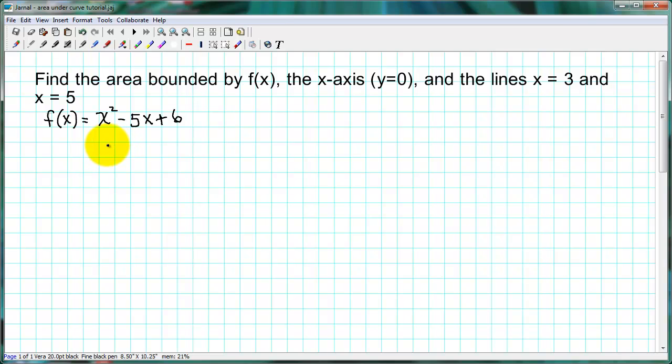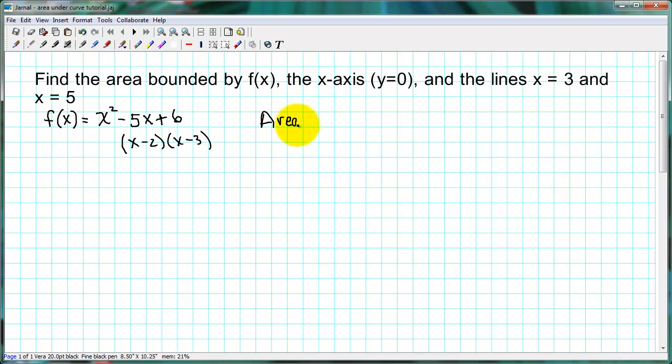To use the fundamental theorem of calculus, we need to make sure that this function is continuous on the interval between 3 and 5, and we know quadratic functions are continuous. Also, in terms of setting up the problem, we need to know whether there are any x-intercepts between 3 and 5. If there are, we have to set up multiple integrals. So if we factor this to find the x-intercepts, we see that our x-intercepts are at positive 2 and 3, so they are not in the middle of this interval. So we can solve this problem with a single integral.